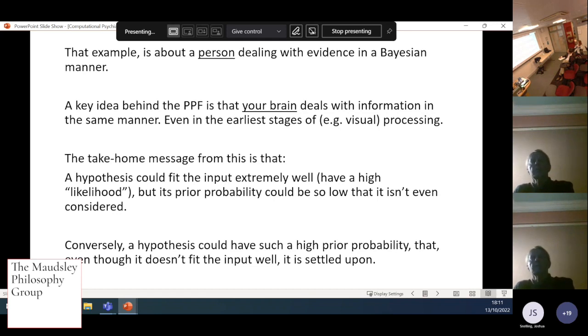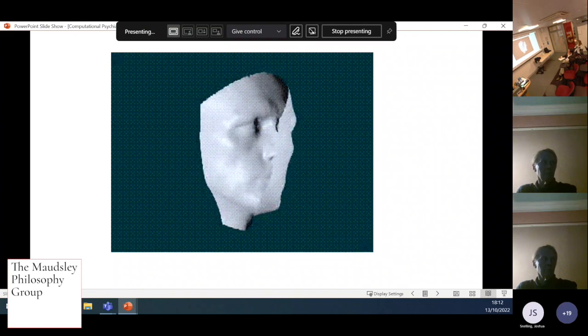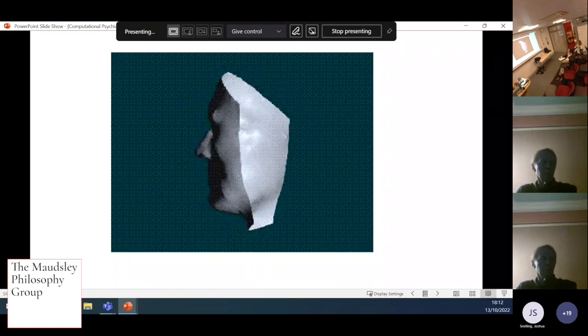So what's the take-home message from this? Well, it's that a hypothesis could fit the input extremely well, but its prior probability could be so low that it isn't even considered. And you've got the converse as well, right? That a hypothesis could have such a high prior probability that even though it doesn't fit the input very well, it's settled upon. So here's a good example of this, the hollow mask illusion.